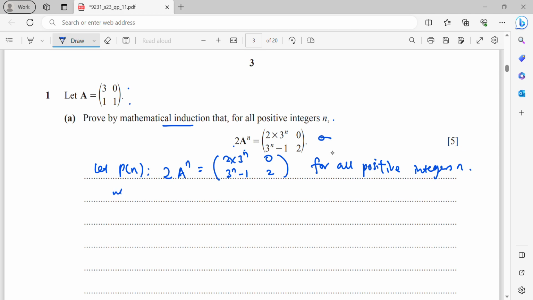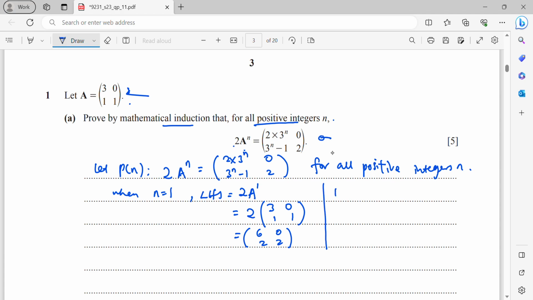Because it's mentioned here all positive integers, that means your n will start with 1. So when n equals 1, the left hand side is going to be 2A to the power 1. Now this is your matrix A, so it will be 2 times 3, 0, 1, 1. Then just multiply 2 to all the elements in the matrix, and it will be 6, 0, 2, 2. That is our left hand side.